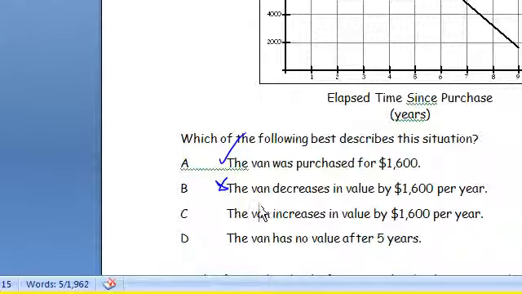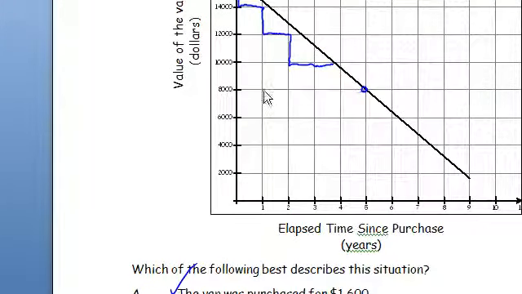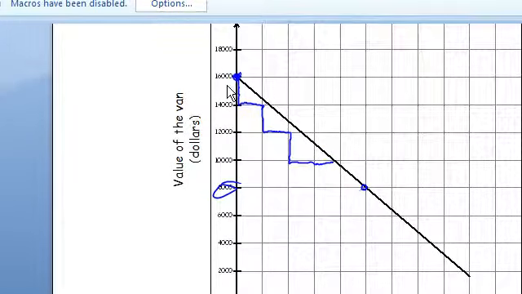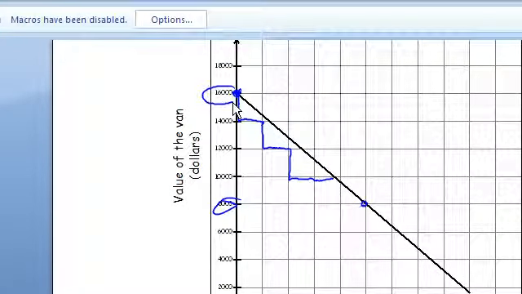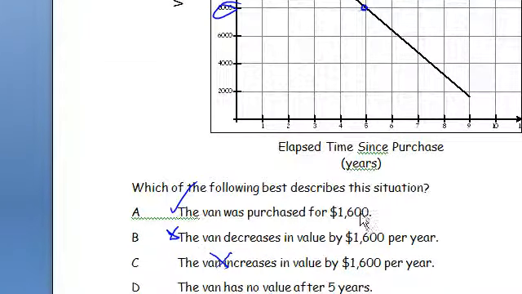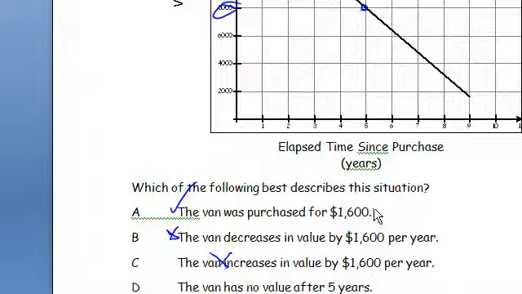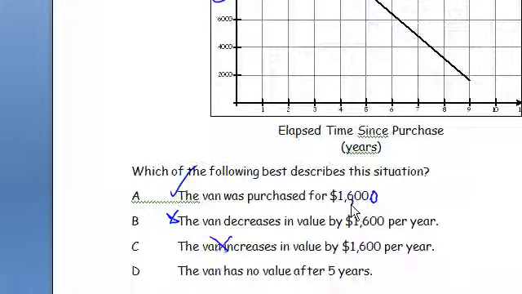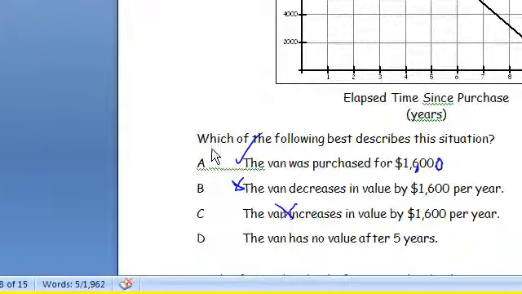Did it increase in value? No. Did it have no value after 5 years? No, at 5 years it was worth $800. So it looks like when it was purchased, it was valued at $16,000. Wait, so hold on, typo. This should say $16,000 right here. Okay, I'm assuming that's what they meant. So, yep, A is fine. A is the answer.